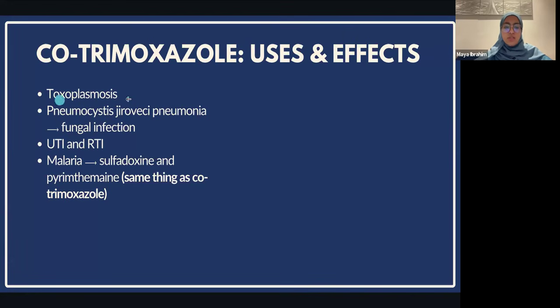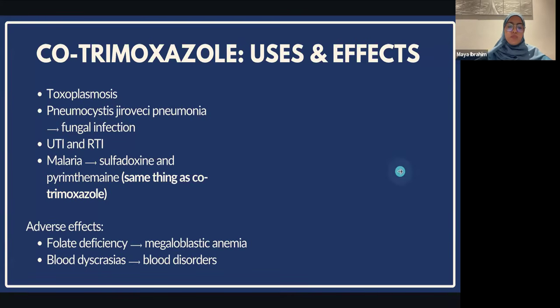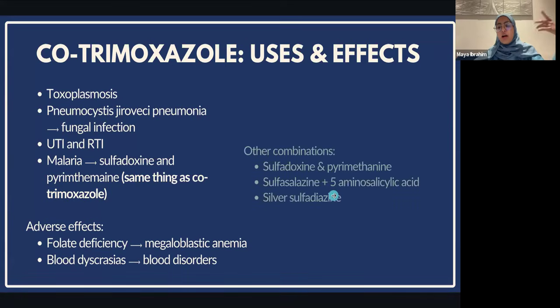We use it in toxoplasmosis, Pneumocystis pneumonia, which is a fungal infection, urinary infections, respiratory infections, and in malaria. Adverse side effects are folate deficiency, megaloblastic anemia, and blood disorders. Just remember folic acid, it would be megaloblastic anemia. Other combinations include these. You don't really need to know this, I think. I don't remember ever being tested on it, but just in case.